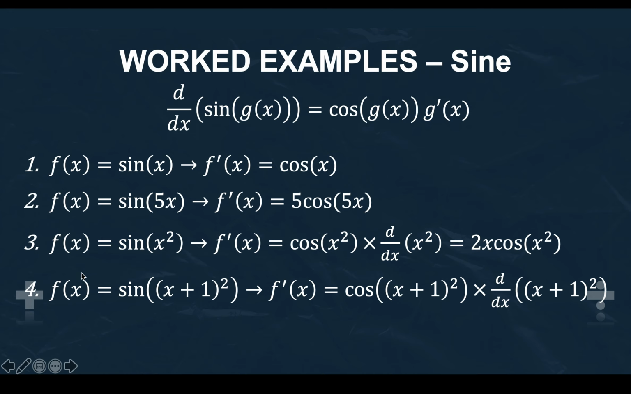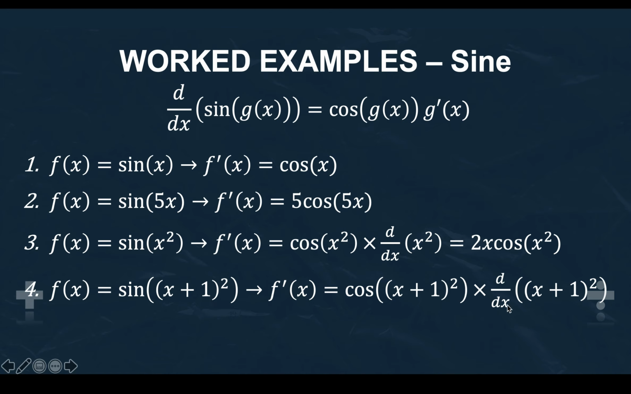Last example, if I have f(x) equals sin (x plus 1) squared, then the derivative will be cos g(x), and in this case g(x) is (x plus 1) squared, so we have cos (x plus 1) squared, times g'(x), which is the derivative of (x plus 1) squared.